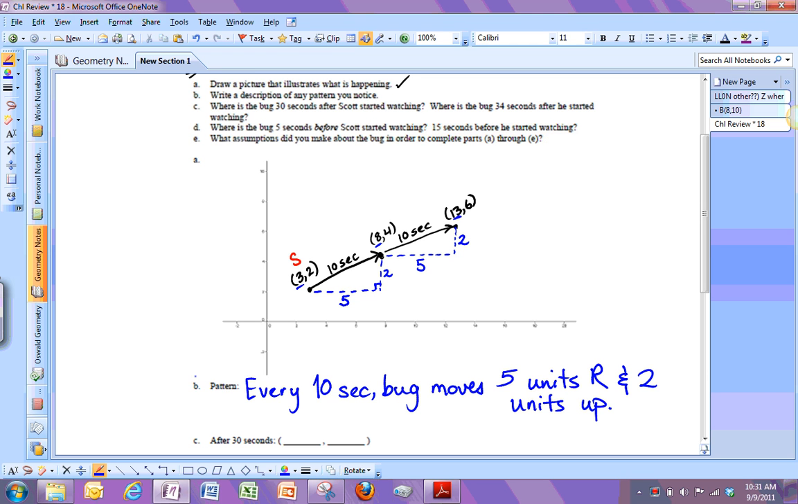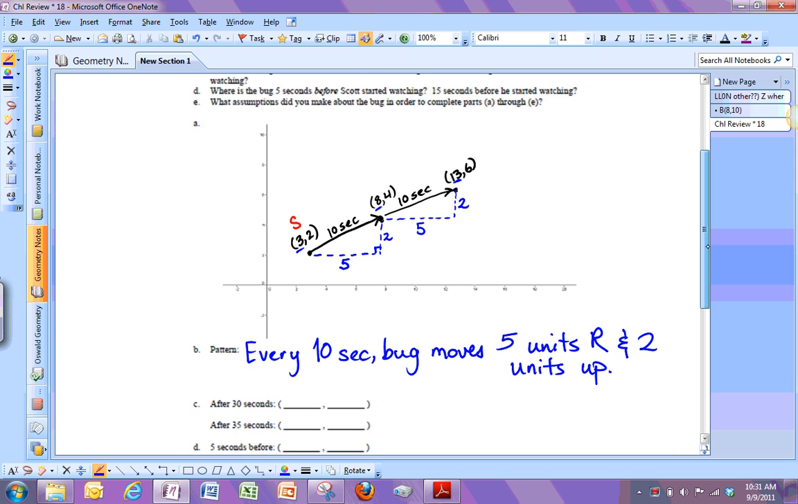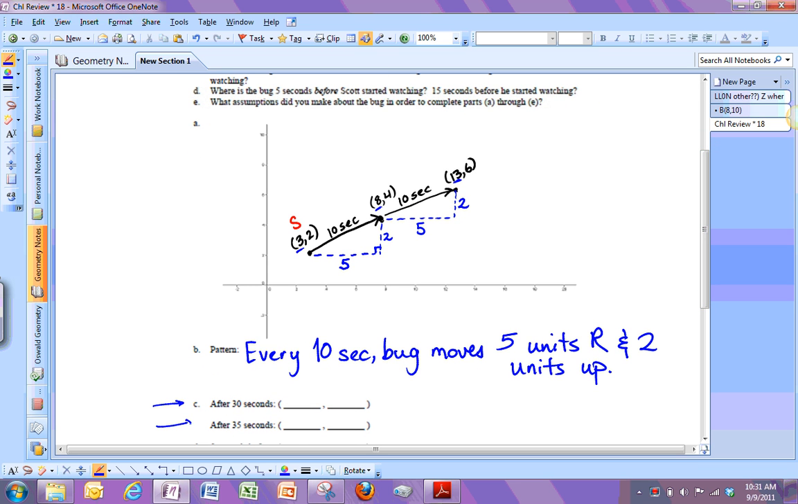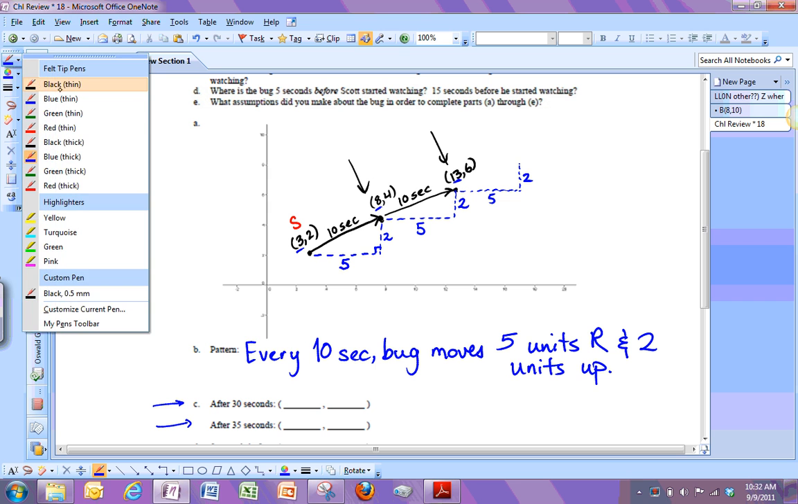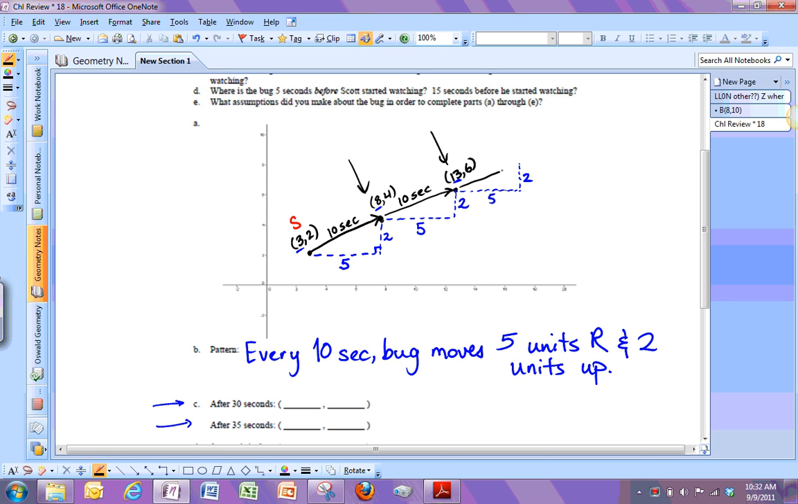Okay. So now the question is, where's the bug after 30 seconds and 35 seconds? Let me go back to another color here. Let's go black. Okay, so 30 seconds shouldn't be too hard. Here's 10 seconds, here's 20 seconds. So for 30 seconds, I'm just going to do another pattern triangle right here. Let me switch back to blue. We know we're going to have to go 5 units this way and 2 units up. And switch back to black. Here's the connection. That takes 10 seconds.